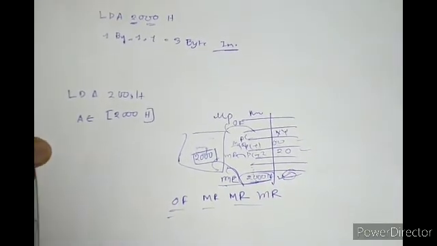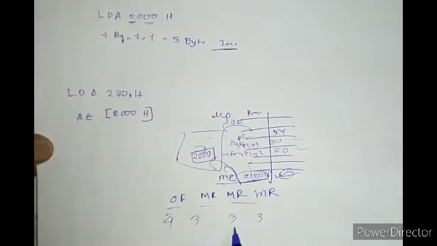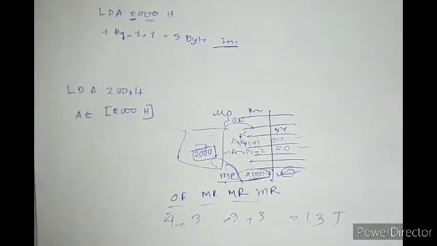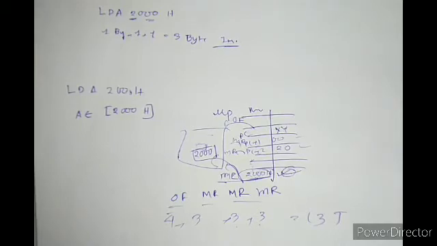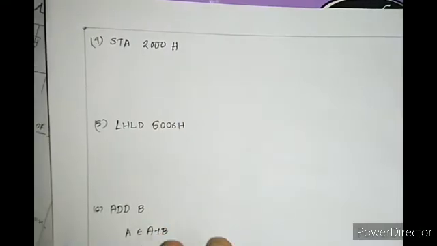Okay, so total how many T states are required? 4, 3, 3, 3, 6, 13. Total 13 T states are required in LDA 2000. I mean LDA any address, not that for 2000 there will be a specific opcode, and LDA 2300 or 3000H another opcode. This is not how it works. You obviously know by now, right? So the opcode is unique. It's for the syntax LDA. There will be an opcode for LDA. Now whatever address comes, it doesn't matter.